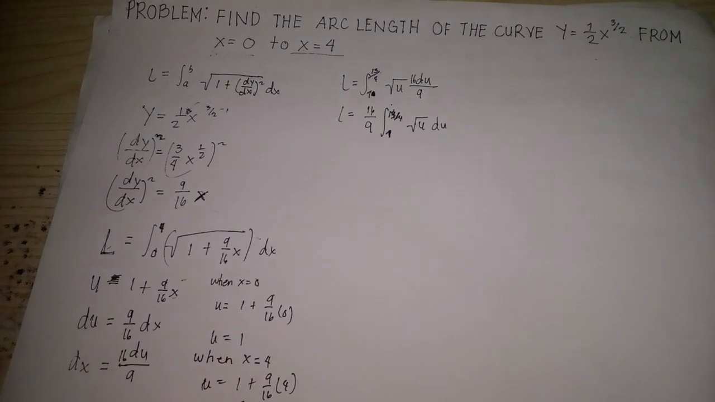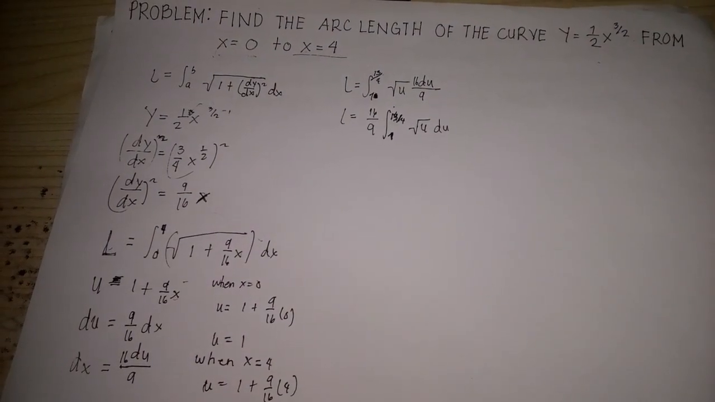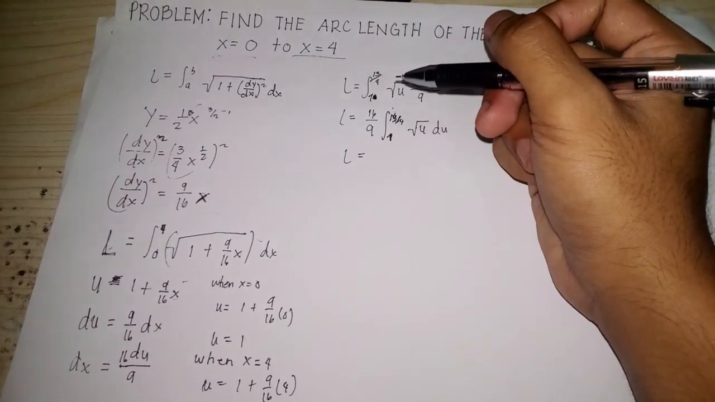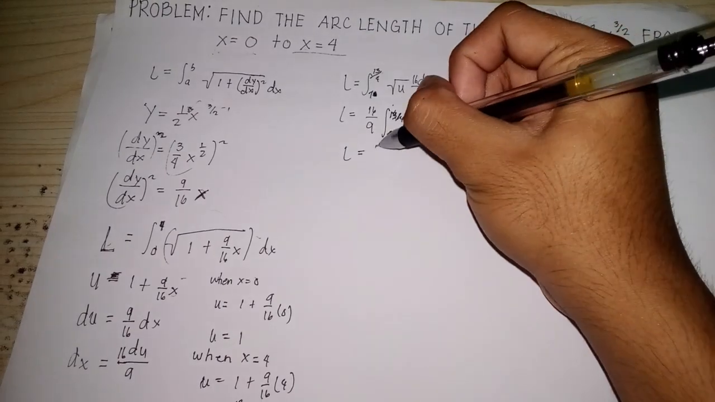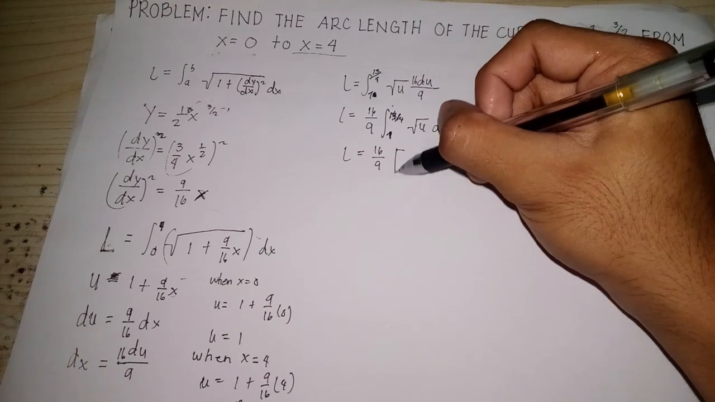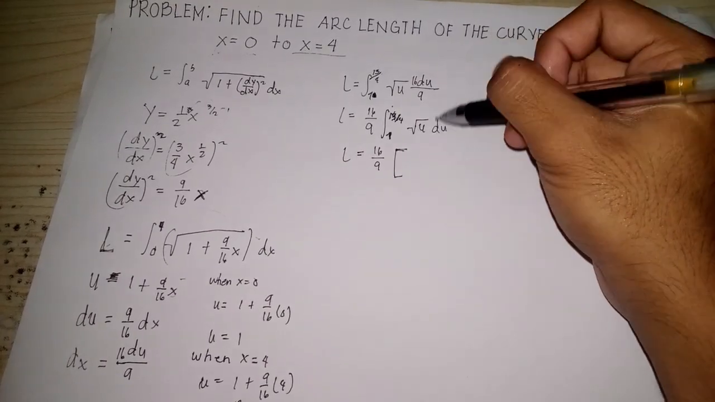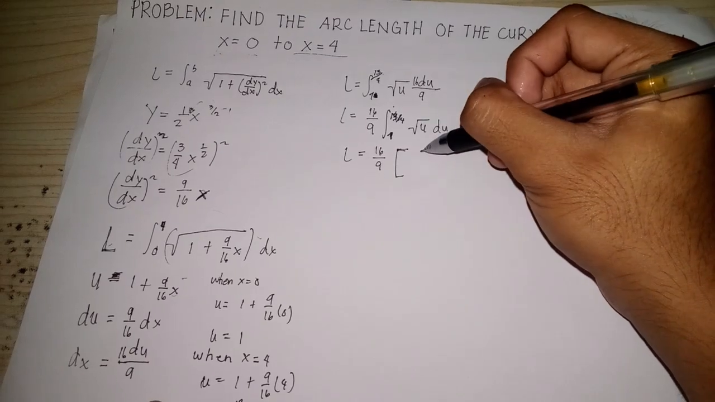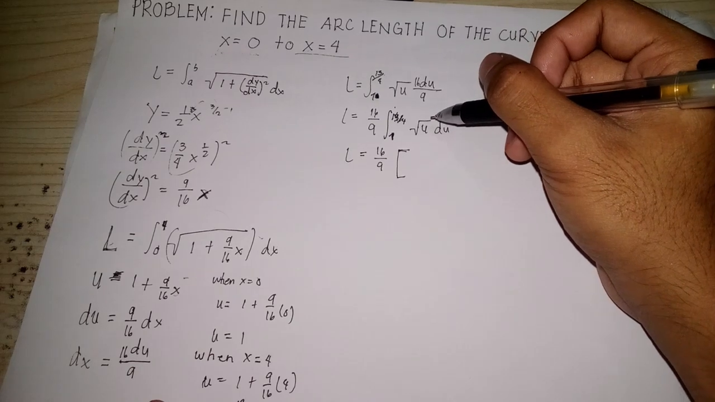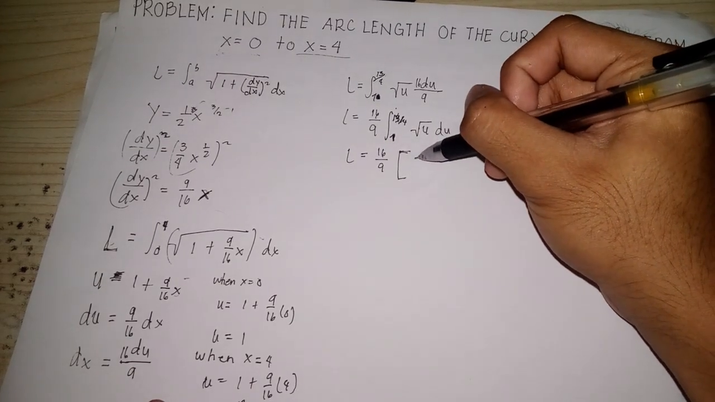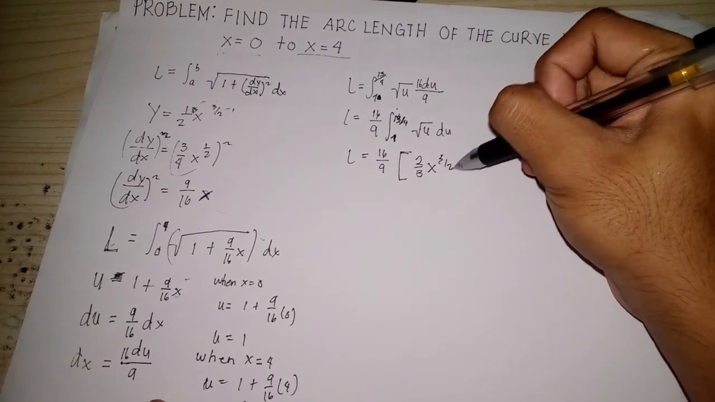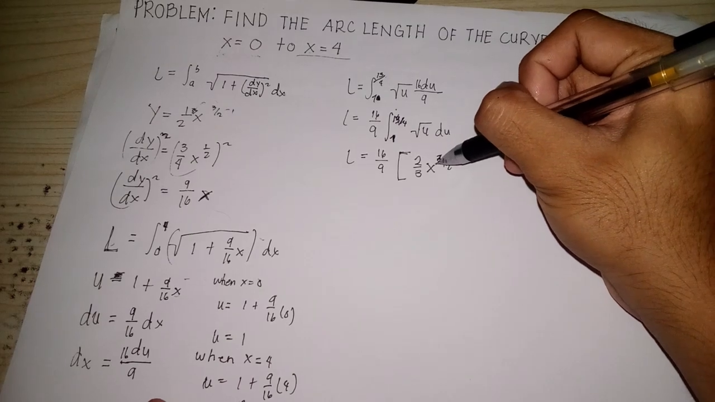Now if we integrate that, the length of curve is 16/9 times the integral. Of course, this is raised to 1/2, right? So 1/2 plus 1 is 3/2. So this will now become 2/3 u raised to 3/2.